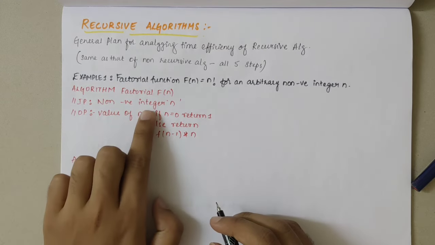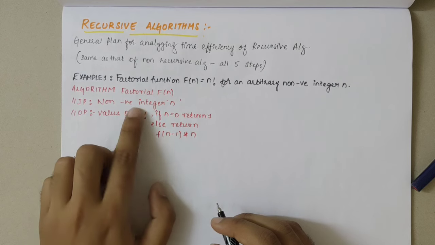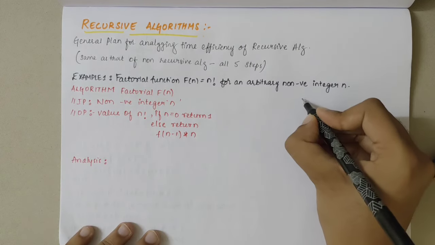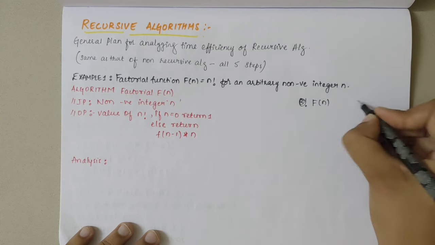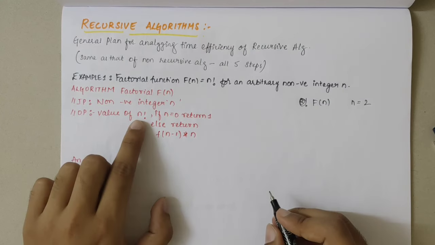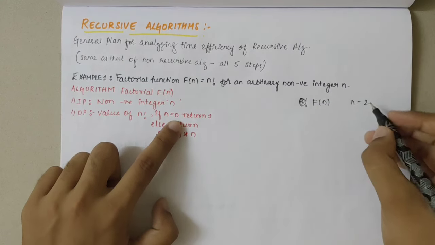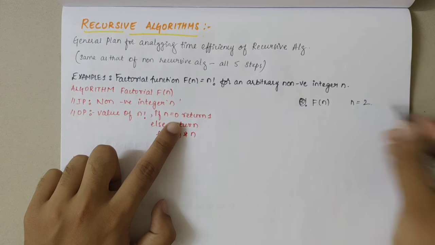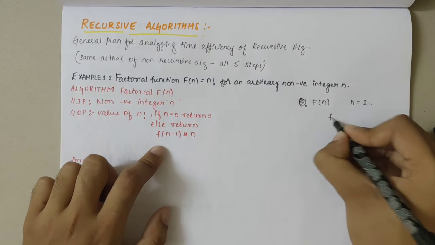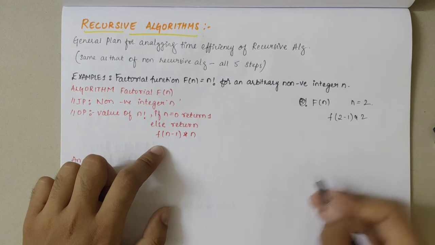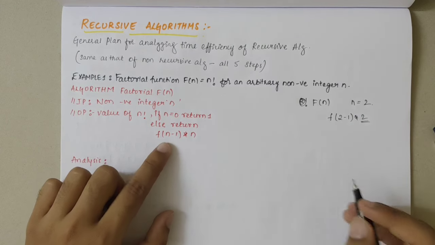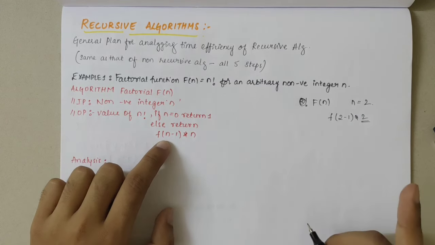So input is a non-negative integer, some positive integer. I can take 2 as the input here, f of n. N value I'll take as 2. Value should be n factorial. That is, if n value is 0, then return 1. Is n value 0? No. Else return f of n minus 1 into n, that is f of 2 minus 1 into 2. 2 is outside. So this repeats.